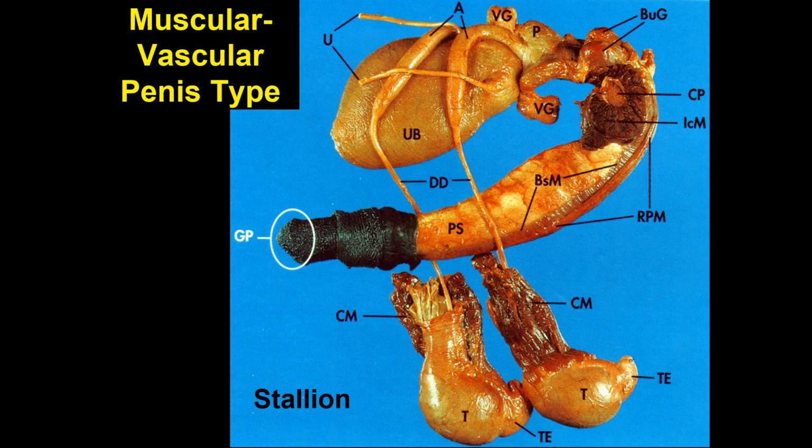This is a diagram of the stallion. Of course, it has the muscular vascular type of penis. When non-erect, this is quite flaccid and contained within the sheath. The retractor penis muscle is also present, but unlike that of the bull and the boar, it is not that well developed.